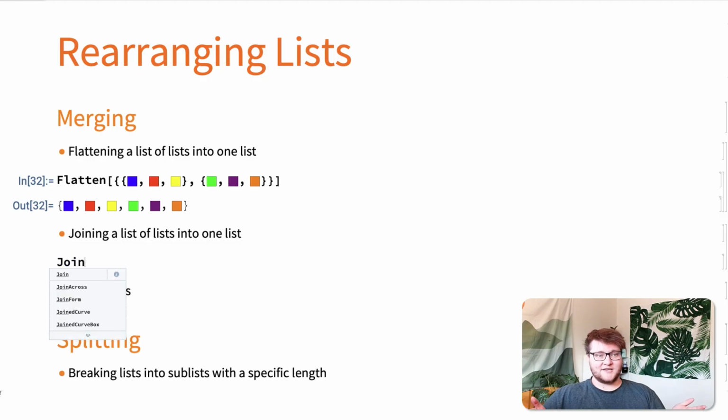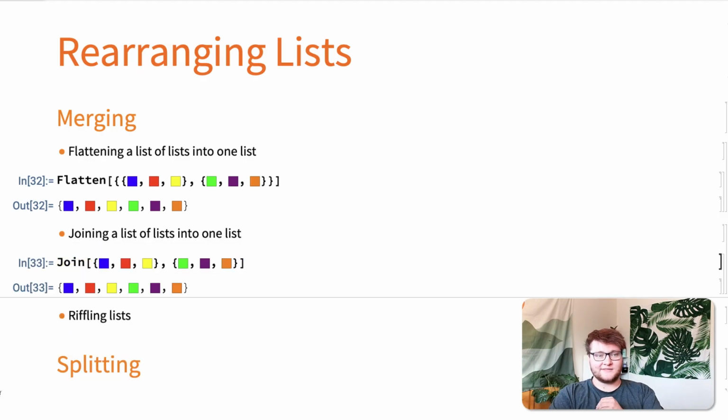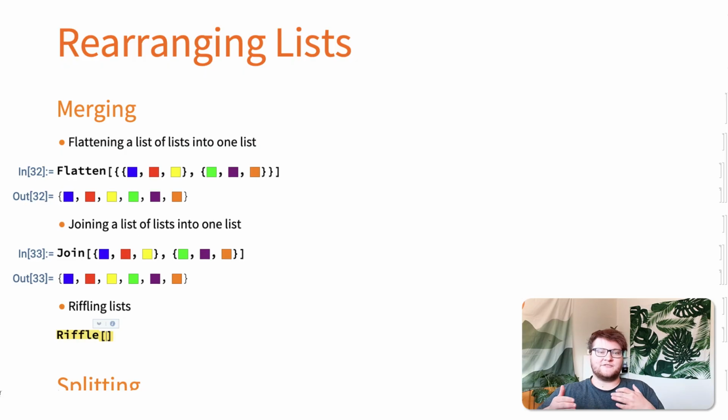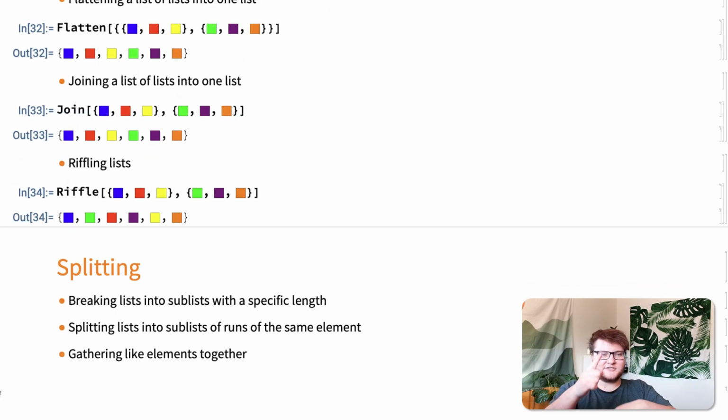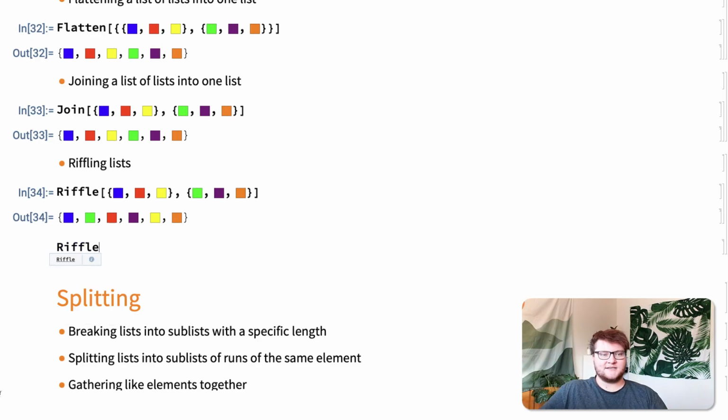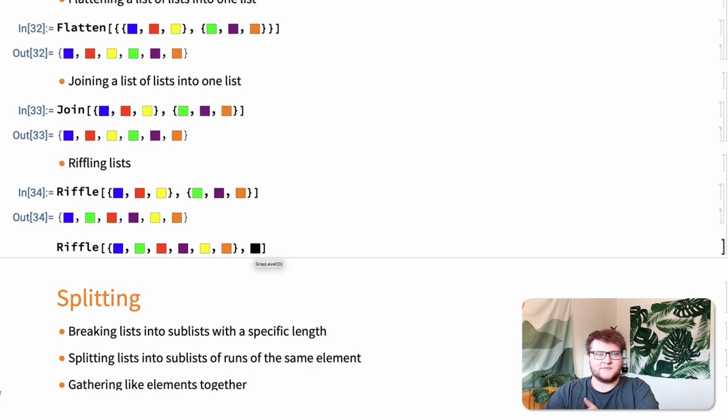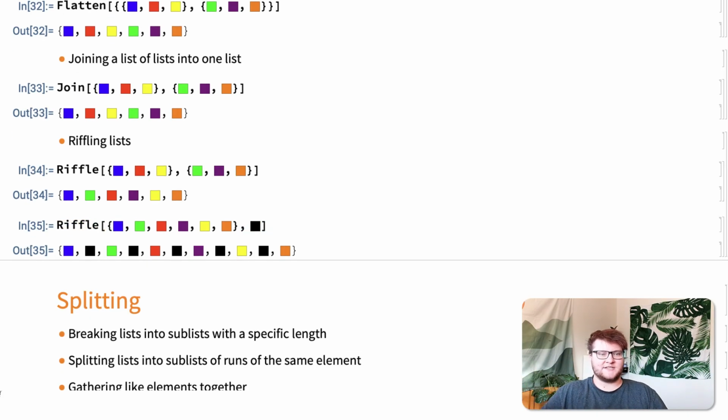Join does a very similar thing by taking multiple lists and joining them into a single list. There are various reasons why you would use flatten or join in different ways. Riffle takes 2 lists and intersperses them so that you get the first element from the first list and then the first element from the second list and so on. So you get to intersperse those lists. And as we've seen before, we can use riffle to put a single element in between all the items in a list. So in this case I wanted to put black in between all of the items in the list, and now every other item in the list is black.